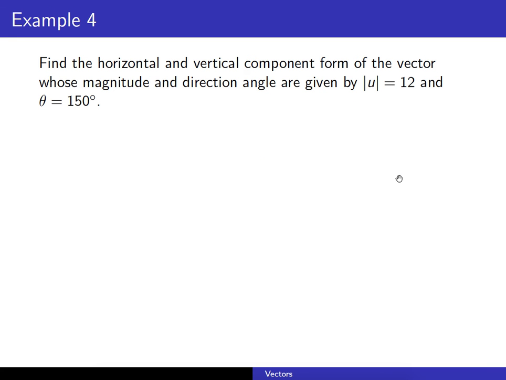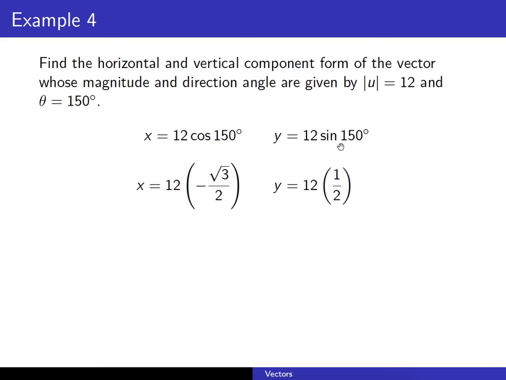So example 4: find the horizontal and vertical component form of a vector whose magnitude and direction angle are given by the following. We have the magnitude is 12 and the direction angle is 150 degrees. So the x coordinate or the horizontal component is going to be 12 times the cosine of 150, and the y coordinate or the vertical component is going to be 12 times the sine of 150. Well, going back to trig functions of any angle, cosine of 150 degrees is negative square root of 3 over 2. The sine of 150 degrees is a half.